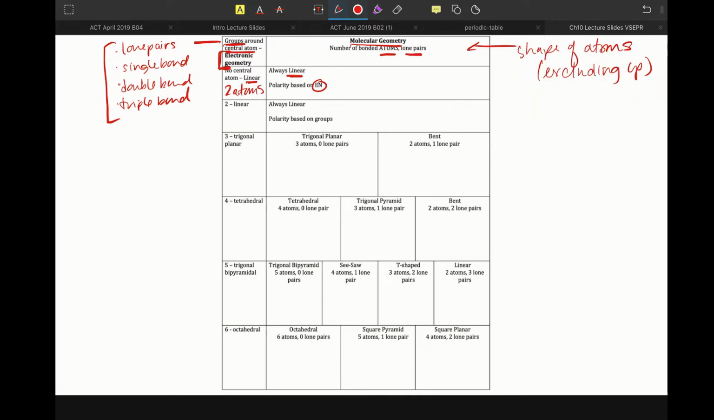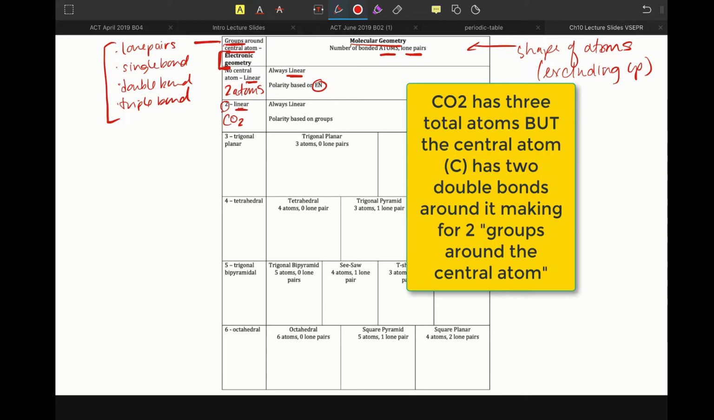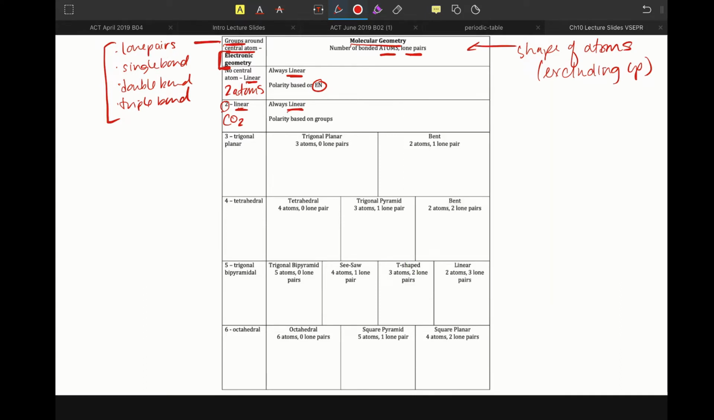If we have a central atom with two groups around it, examples would include CO2, the electronic geometry is going to be linear, the molecular geometry also linear, and again, polarity is based on groups. If we have three groups, the electronic geometry is called trigonal planar, which means we have something in the center and we have three things attached to it, and they're all in the same plane. That's what planar means.